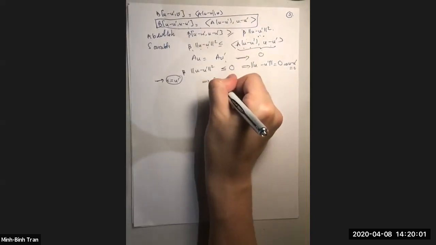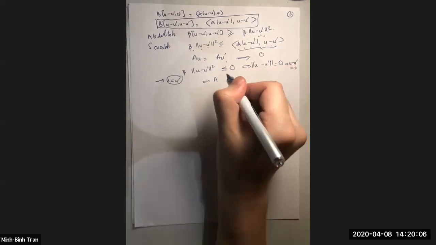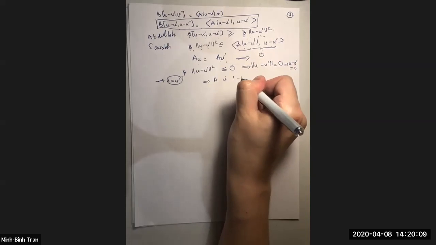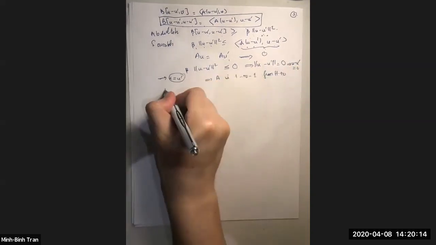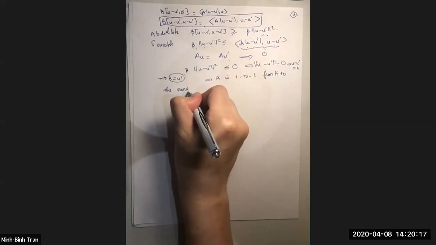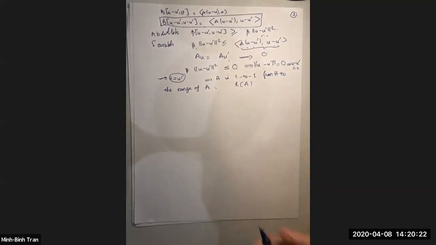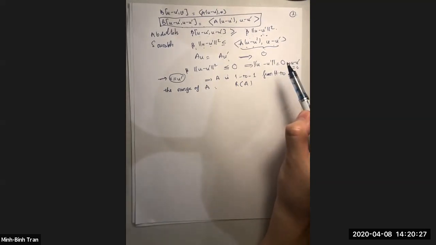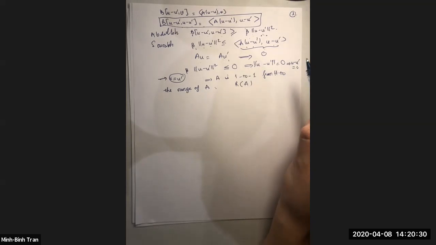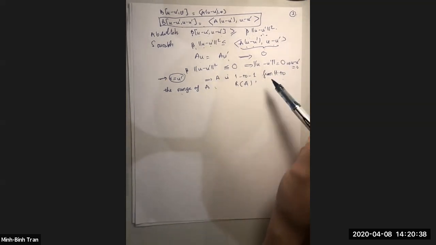And then A is one-to-one from H to the range of A, which I denote by R(A). This means that if AU is equal to AU prime, then U has to be equal to U prime. So A is one-to-one from H to the range of A. I denote this range to be R(A).